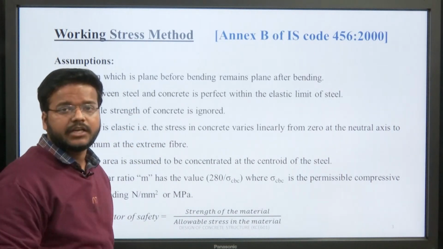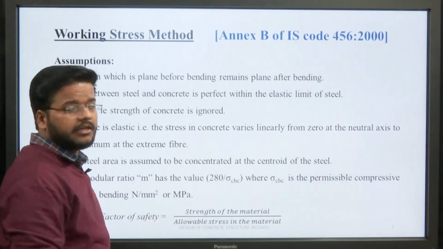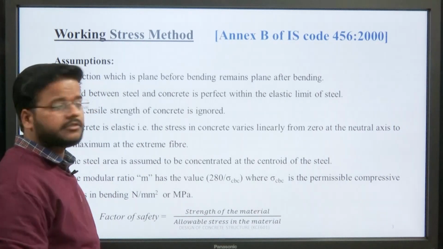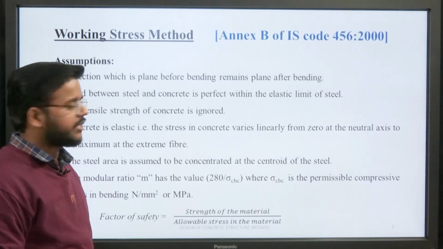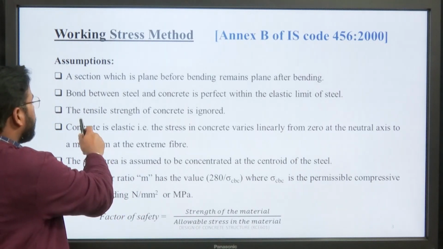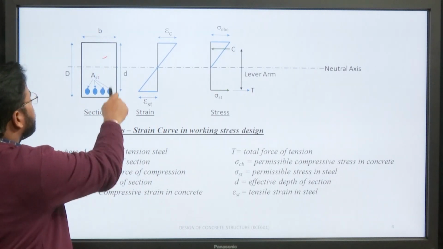is perfect within the elastic limit of steel. So within the elastic limit of steel, the bond between steel and concrete remains perfect, means they share equal strain value.